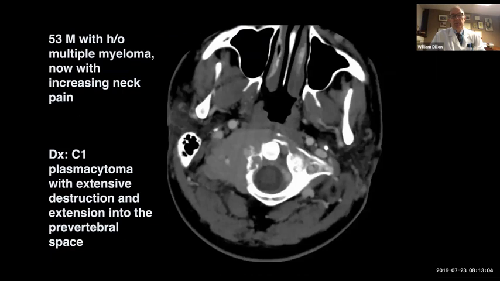And let's look at a couple examples. So here we have a very large destructive mass involving the C1 vertebral body, and you can see it's pushing forward the prevertebral muscles and the retropharyngeal space. And this happens to be a plasmacytoma with extensive destruction, patient with myeloma. But the point is that you can see it's pushing forward the carotid space, the parapharyngeal space, the retropharyngeal space. This is a prevertebral muscle and a bone lesion.